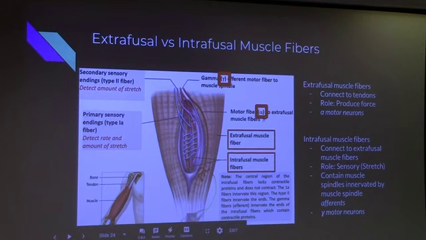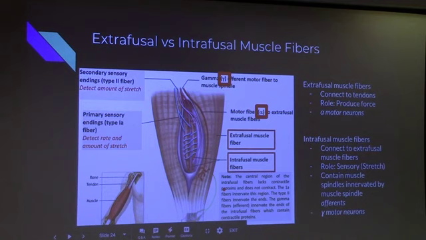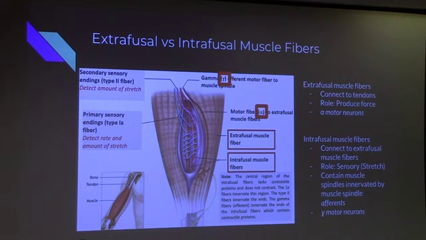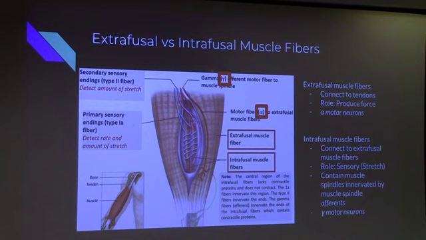The alpha motor fibers that innervate the extrafusal muscle fibers are efferent motor neurons. Essentially, the alpha motor neurons go to the extrafusal muscle fiber and allow for contraction of that muscle fiber to generate force. So alpha motor neurons are efferent in nature. And then you also have gamma motor neurons that innervate the intrafusal muscle fiber. These are also efferent in nature.